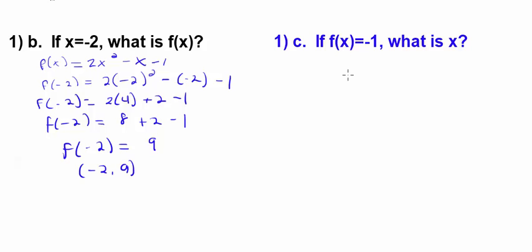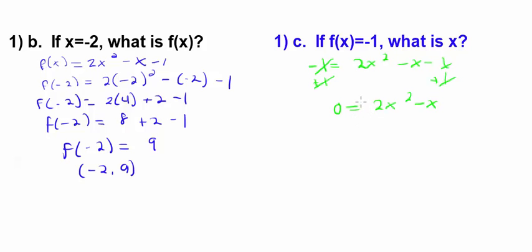With 1c, we're given the output value, which is negative 1, and what we're asked to find is the input value. So the first thing we should do is substitute the output value in. So it's going to be negative 1 is equal to 2x squared minus x minus 1. Now, we actually have a quadratic equation, and we're going to solve this using all the methods we know. First of all, no matter what, we have to get this equal to 0. So I'm going to add 1 to both sides. So we have 0 is equal to 2x squared minus x, because the negative 1s cancel out.